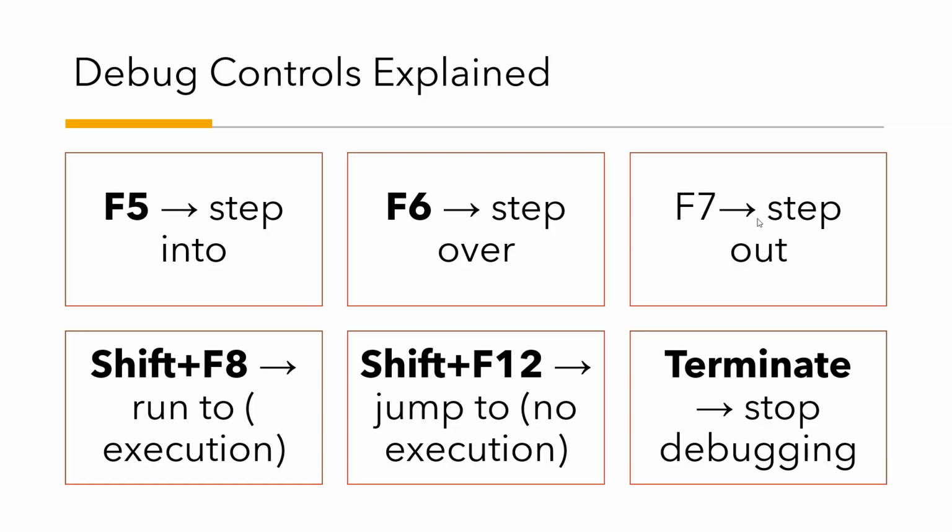And F7 is to step out of a method. So if you're inside a method and you are done observing the changes and the variables inside that method, you can press F7 to step out. Or if you mistakenly entered the method, you can step out using F7 without ending the debugger session. Then Shift F8 is to run to a particular line, and this is with execution. Shift F12 is to jump to that line, with no execution. You just move from one line to another, and of course you can terminate the debugger when you're done.